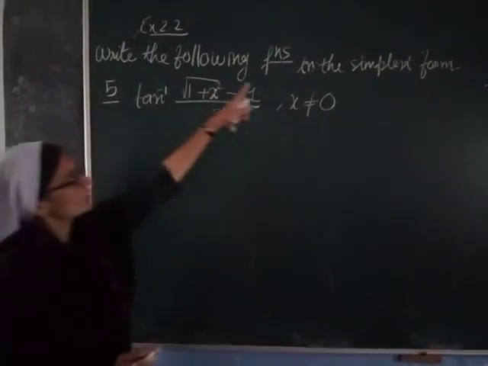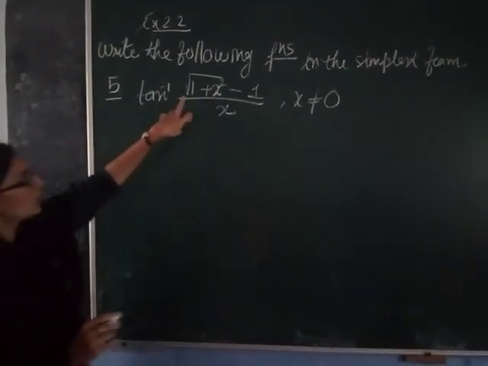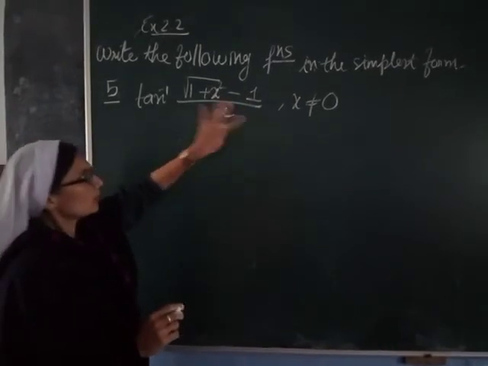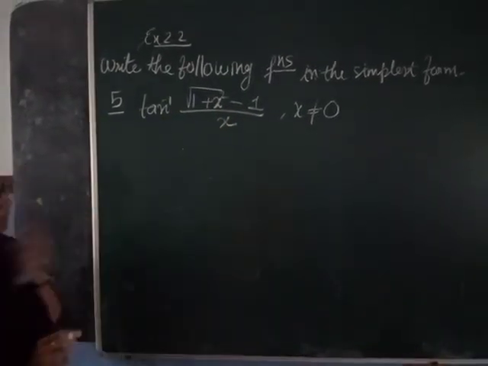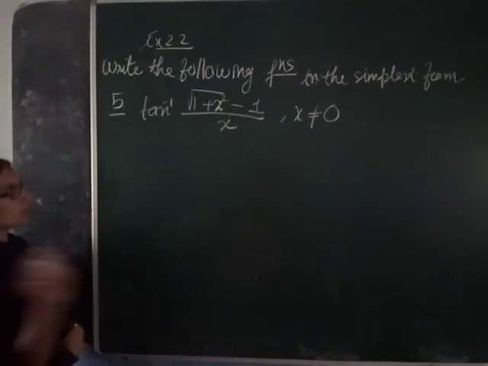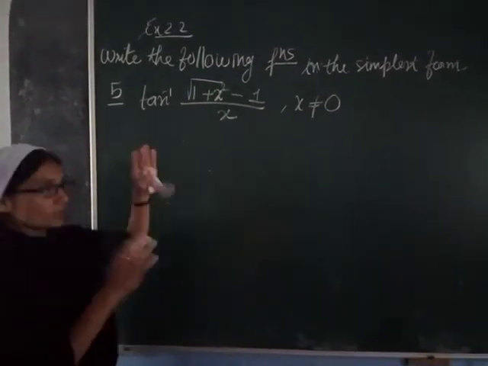Write the following functions in the simplest form. Okay, question number 5: tan inverse of square root of 1 plus x square minus 1, divided by x. Now I have to write this in the simplest form. So in such inverse trigonometry, I need to assume x is equal to something and convert this into a simpler form.